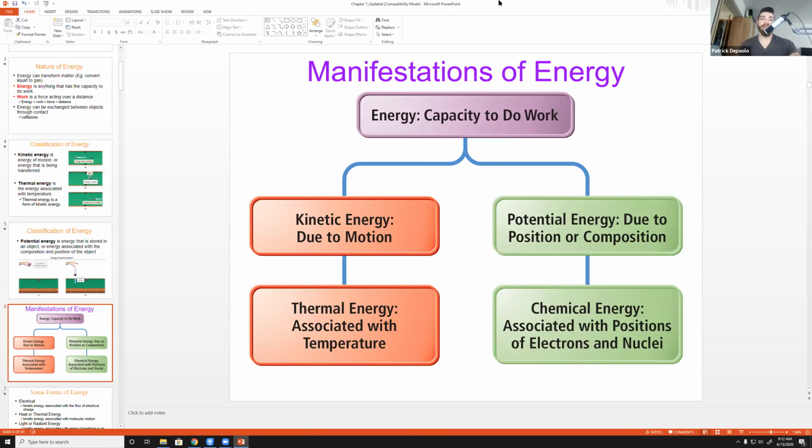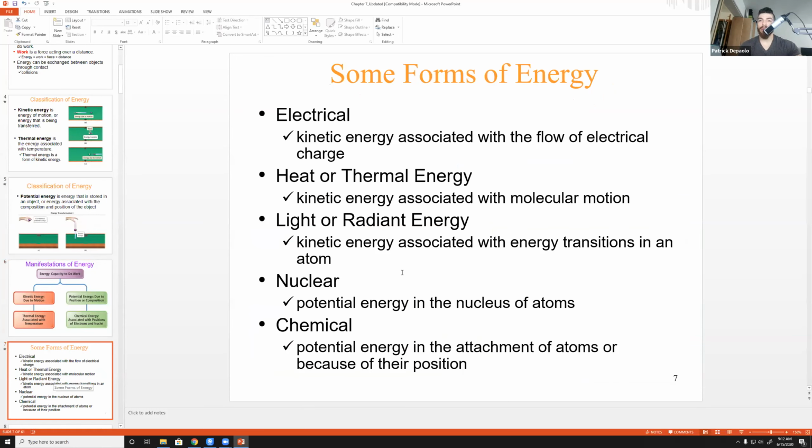So you have kinetic and potential. And then for kinetic energy, the one we learned about is thermal energy. These are not the only types, but you have thermal energy associated with higher temperature, faster molecules. Then chemical energy, which they say is associated with positions of electrons and nuclei, whatever. That just means there's energy associated with bonds, bond energy, and the bond energy is released eventually, and then that energy is used to do our metabolic processes.